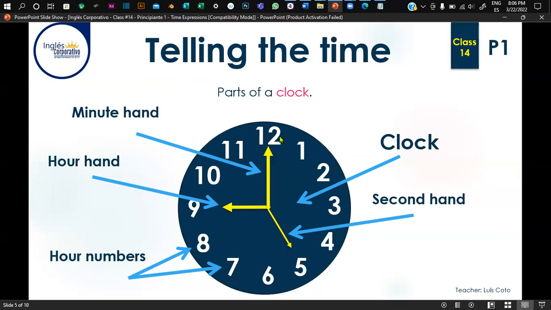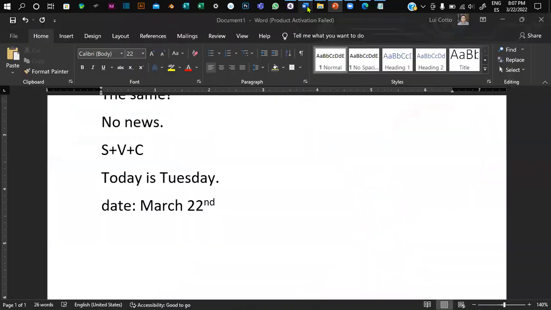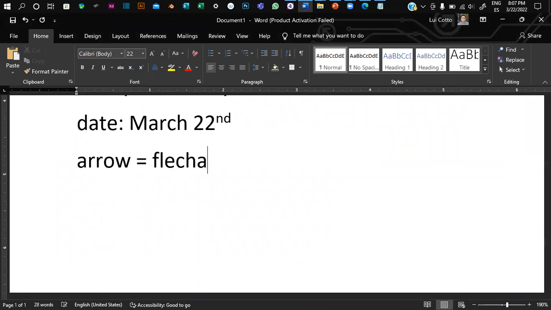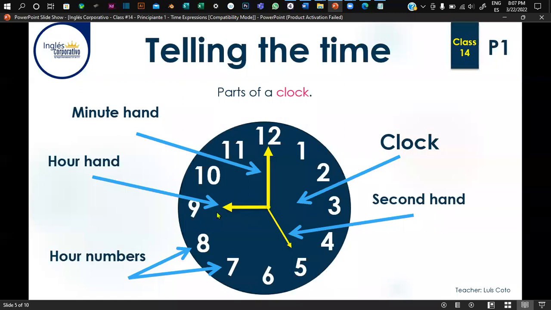Parts of a clock. This is the complete clock, the complete object. That is a clock. And what is this arrow? Minute hand. Minute, not minuta. Repeat it: minute hand. What is the meaning in Spanish? La minutera, but that is the arrow. Es como una flecha. Arrow, flecha. Okay, what about this one?